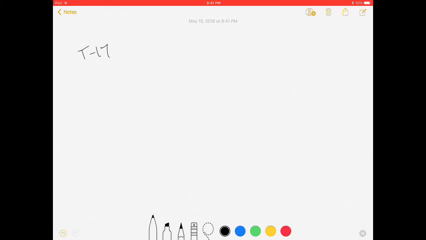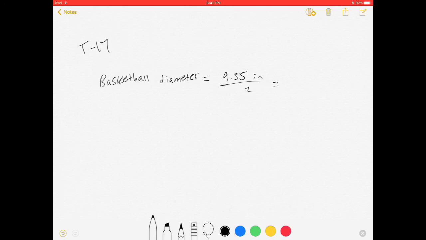Next up, we have T17, which is surface area and volume of spheres. I'm just going to find the surface area and volume of a basketball. A normal NBA basketball diameter is 9.55 inches, so we can divide that by 2 to find the radius. The radius would then be 4.775. So surface area is 4 pi times 4.775 squared, so 4 pi r squared. That's how you find surface area of a sphere.